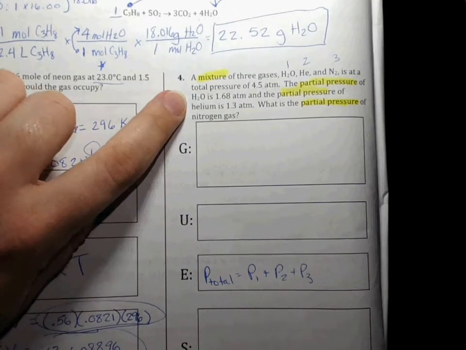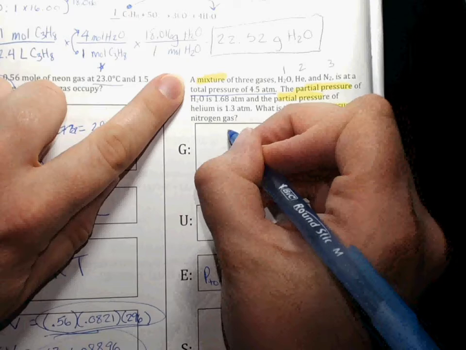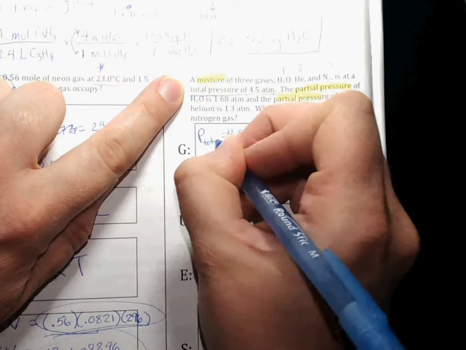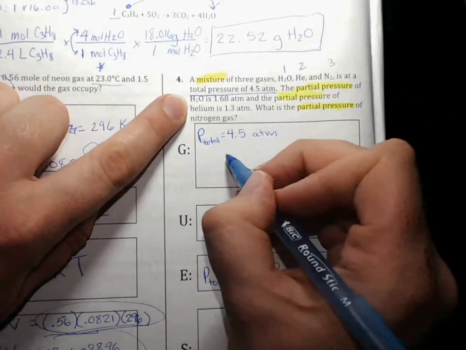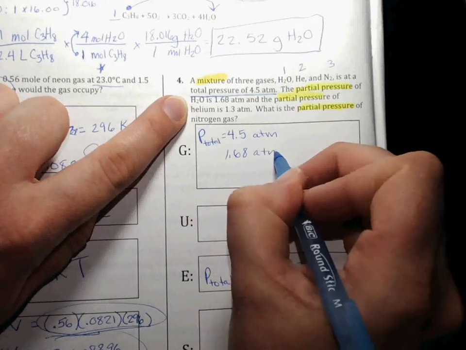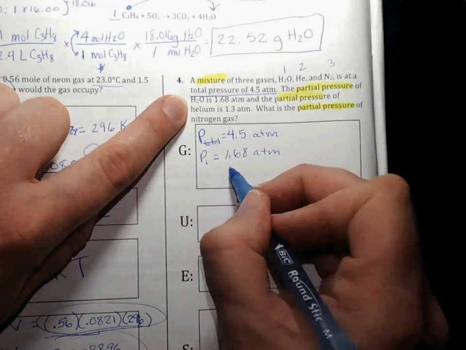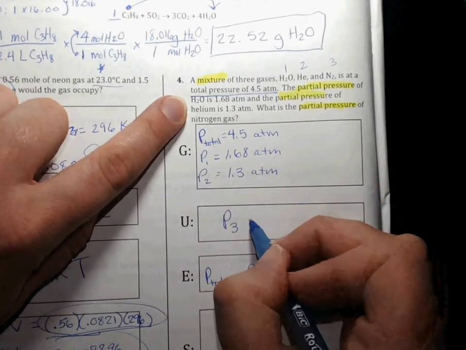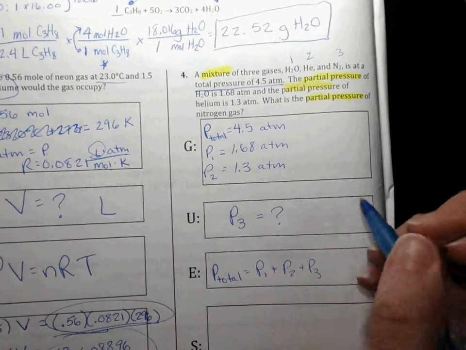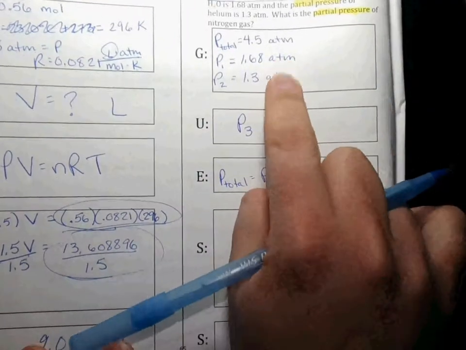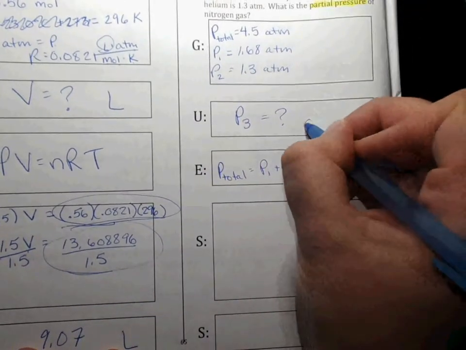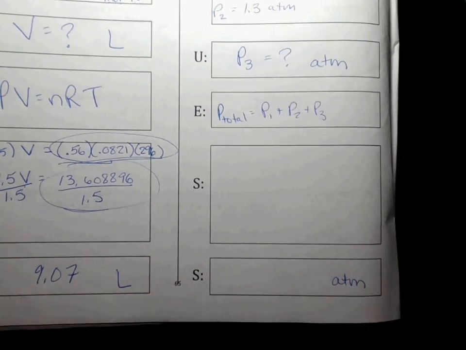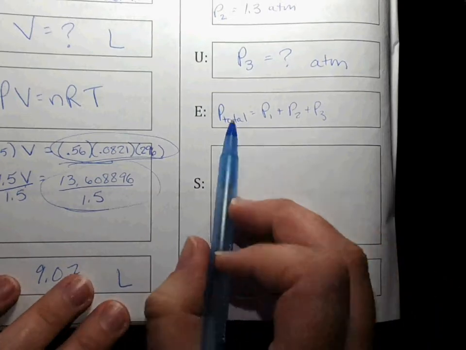From here we need to just mark down our givens. It says a total pressure of 4.5 atm. So make sure you label that P total. The others we can just number. 1.68 atm will be pressure 1. 1.3 atm will be pressure 2, and they're asking for the 3rd partial pressure, so that can just be pressure 3. Because these given pressures all have units of atm, our unknown should also be atm, and our answer should be atm.